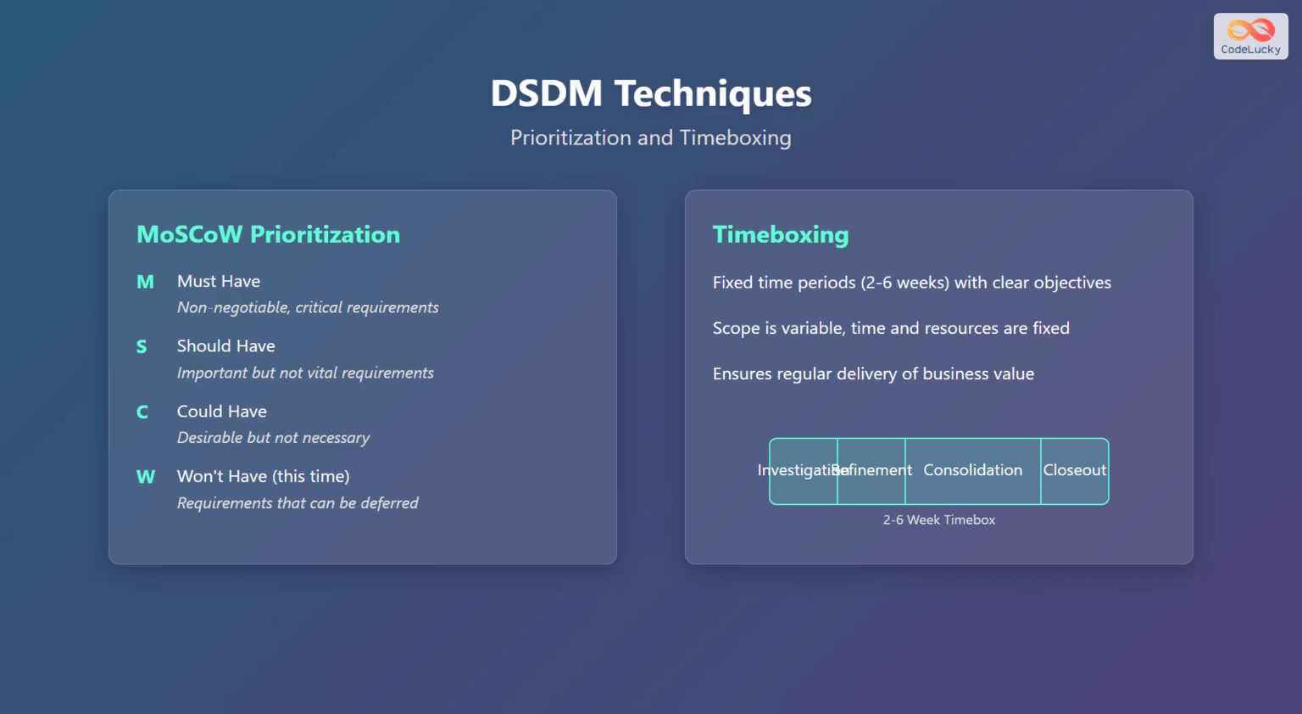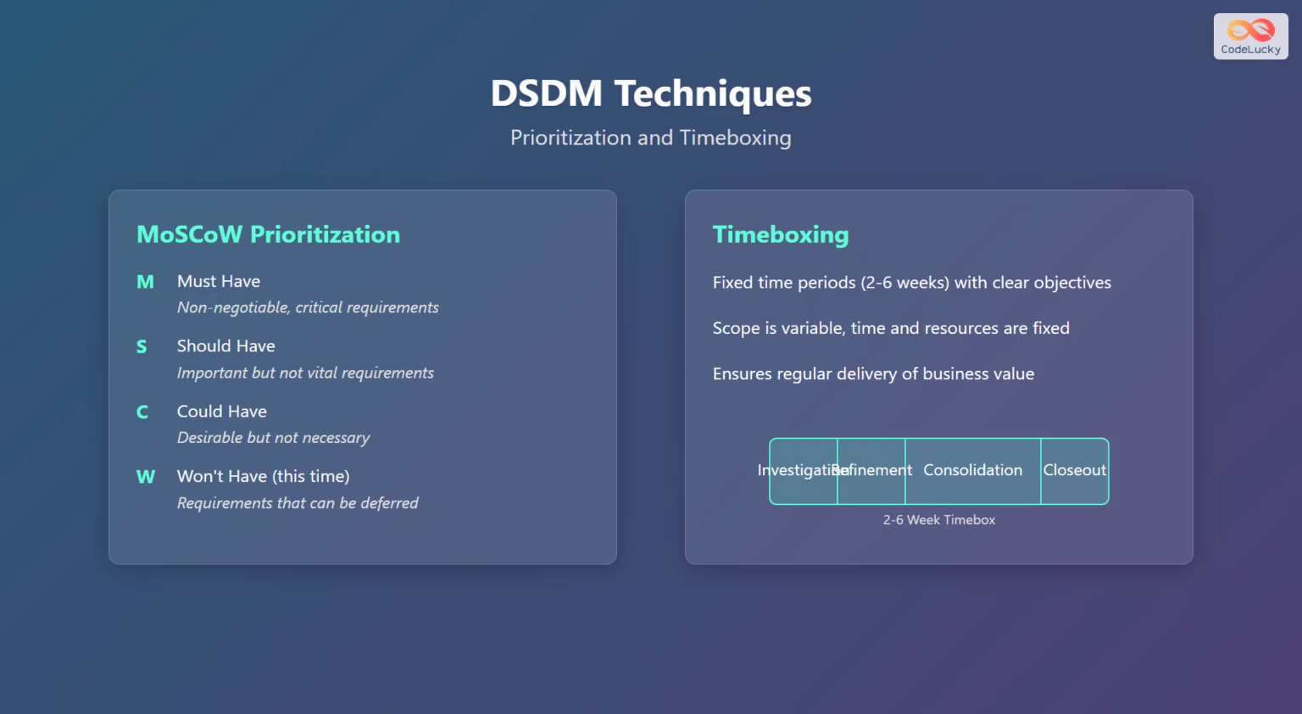Let's discuss the prioritization and timeboxing in DSDM. The first technique is Moscow prioritization. Moscow stands for must have, should have, could have, and won't have. Must have are non-negotiable critical requirements. Should have are important but not vital requirements. Could have are desirable but not necessary requirements. Won't have, that is, this time, are requirements that can be deferred.